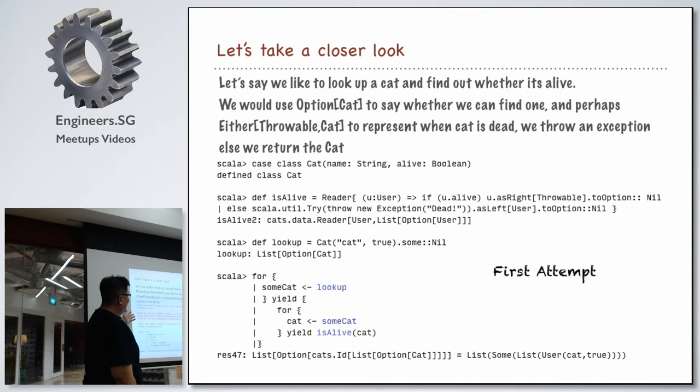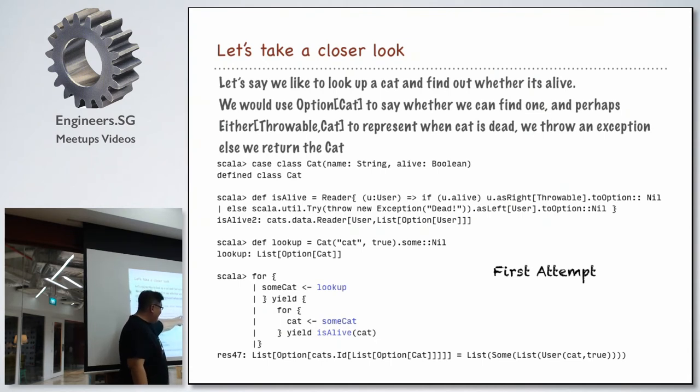Okay, so there's this case class, a fictitious case class that represents a cat. And then I have a very simple function that says, is it alive? So, caught me, there was a typo. This is supposed to be a cat. So if it is alive, then you return a right.